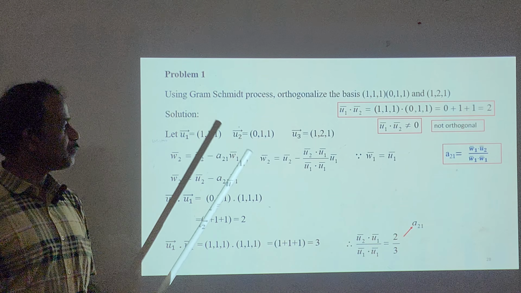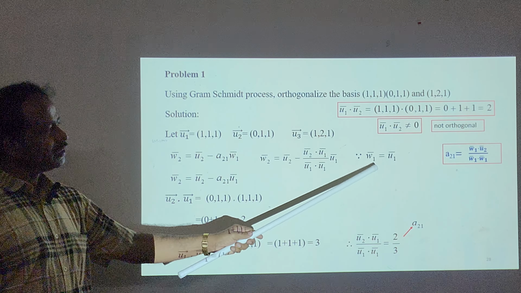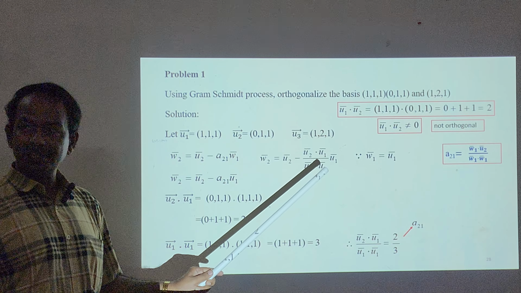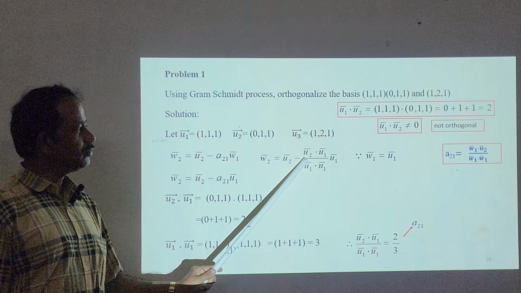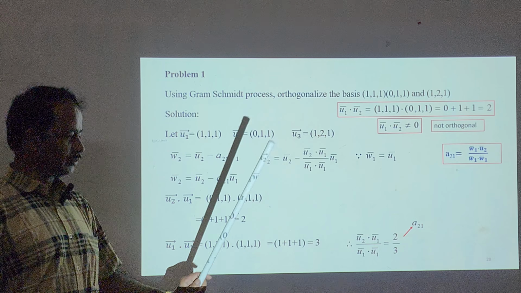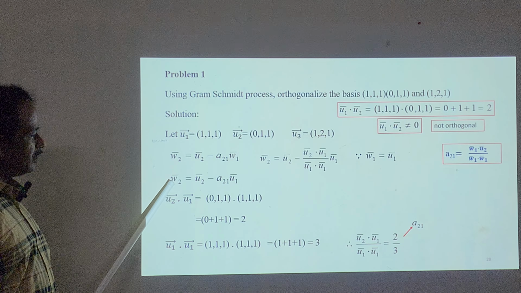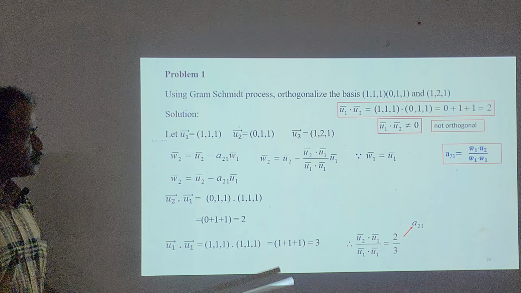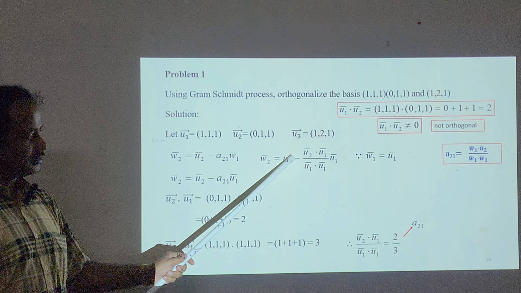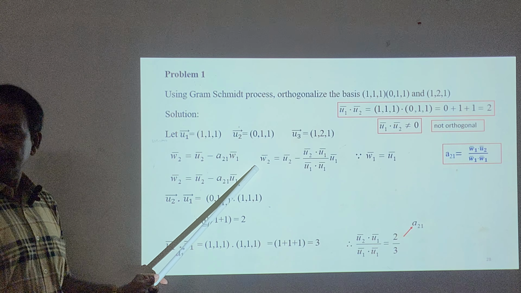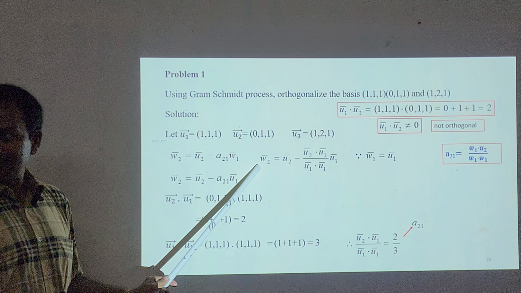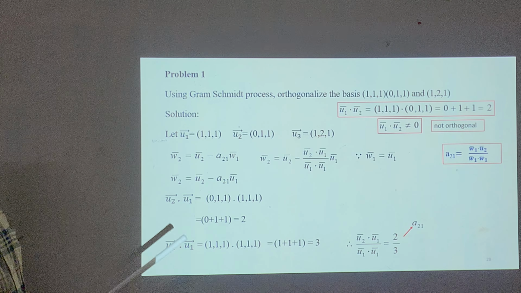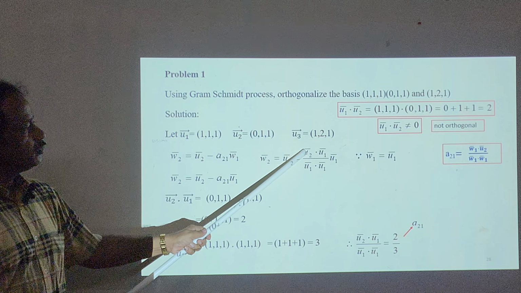Now w1 is nothing but u1, we know already. So wherever w1 is there, you can substitute u1. So a21 is u2 dot u1 divided by u1 dot u1, times u1. So this equation becomes w2 equals u2 minus a21 u1. First we will calculate u2 dot u1 and u1 dot u1, because we are going to get the vector for w2.